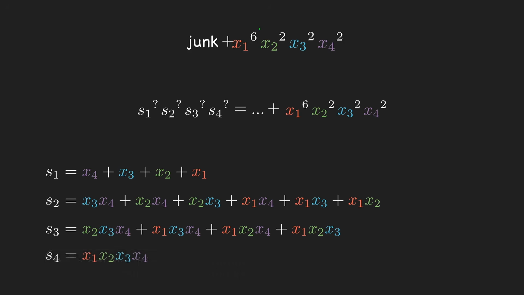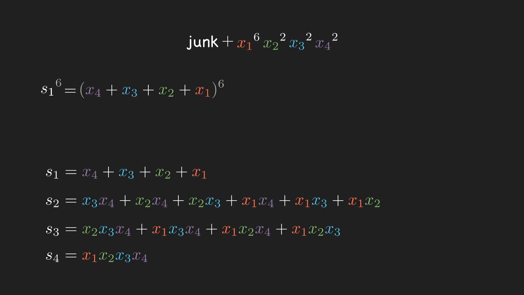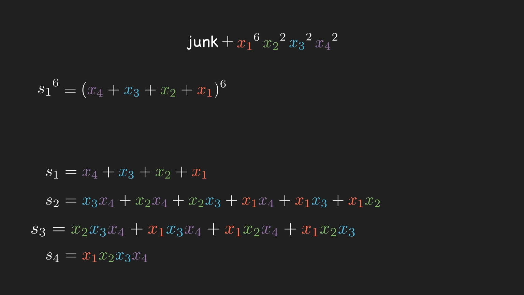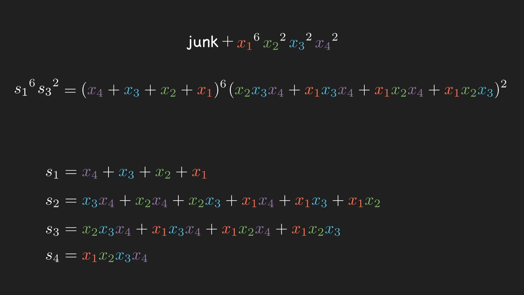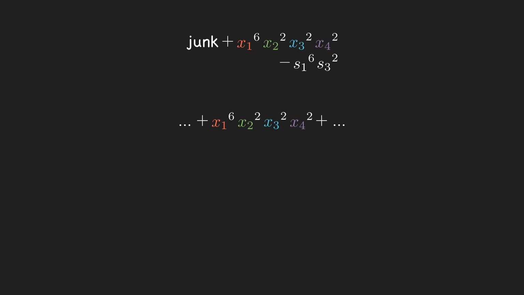Here's one idea. Since we need x1 to the 6th power, let's take s1 and raise it to the 6th. Then, since we need x2, x3, and x4 all squared, let's take s3, which has the term x2, x3, x4, and square it. If we were to expand s1 to the 6th times s3 squared, one of the terms would be this one. Thus, by subtracting it from our polynomial, we'd be getting rid of the highest multi-degree term.